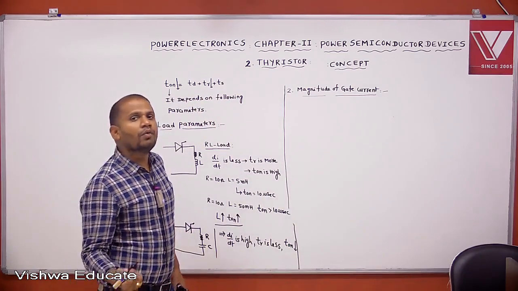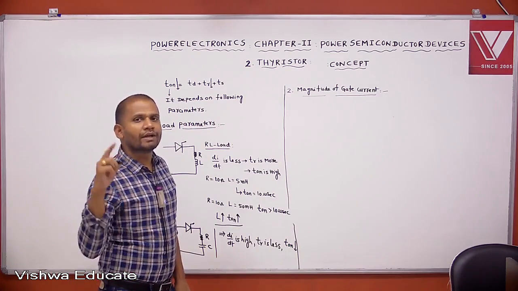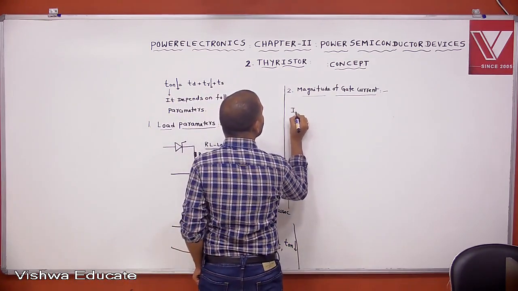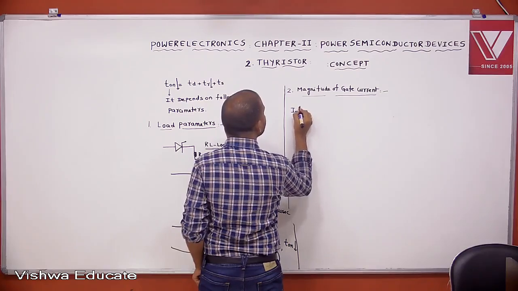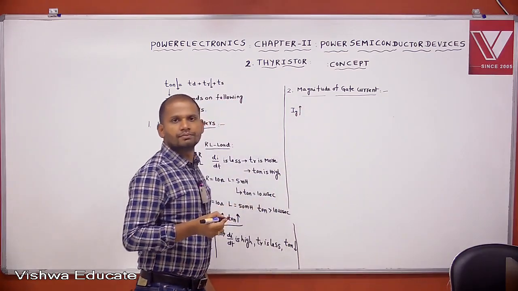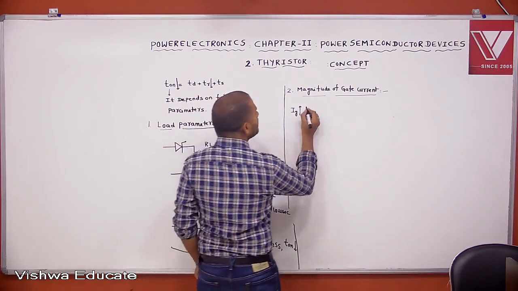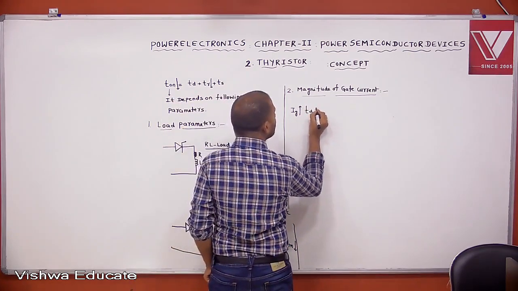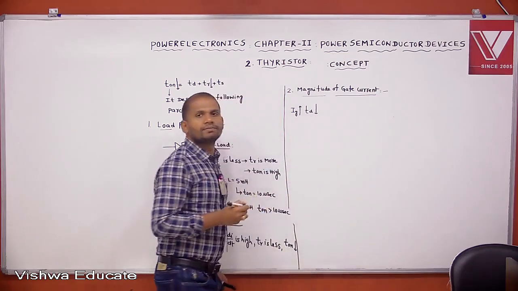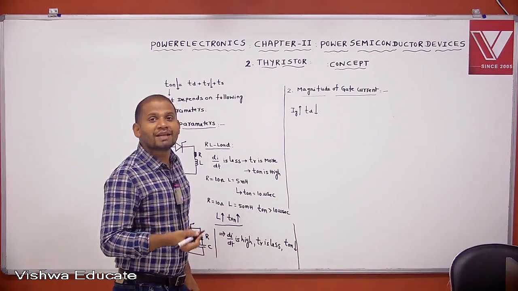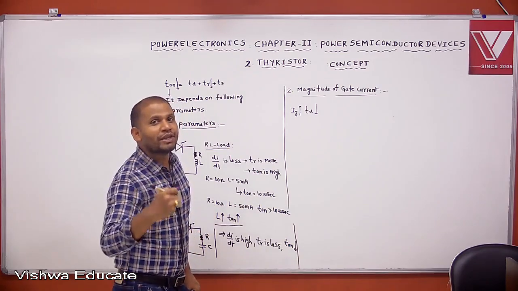That you'll see, how it depends on the magnitude of gate current. I already told that. If the magnitude of gate current increases, then what about the delay time? It reduces. That means within less time, the current reaches 10% of IA.